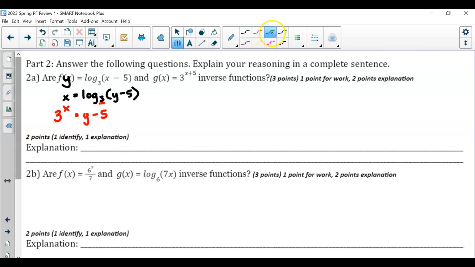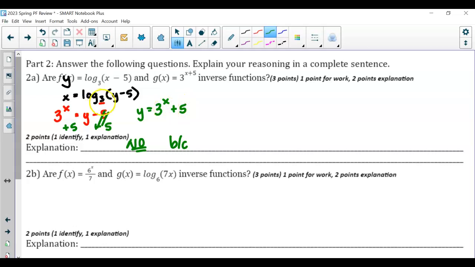So now what do I need to do? Add 5 to both sides. So now I've got y is equal to 3 to the x, but then we added 5. So are these two inverses? No, they are not inverses of each other. Because, so why are they not inverses? Well, first off, notice how our functions don't match. But why don't they match?